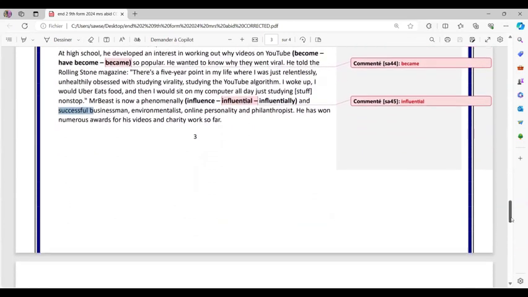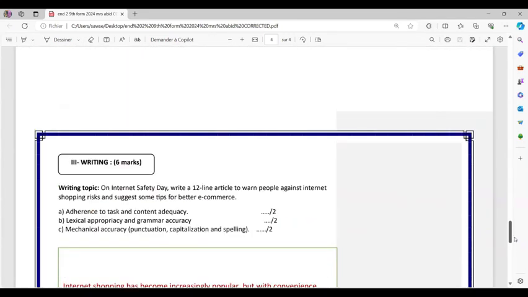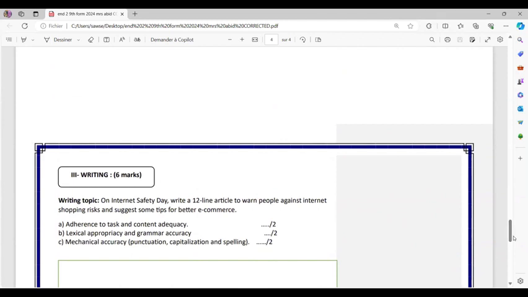That was quite evident. If I pass to the writing topic here: on Internet Safety Day, write a 12-line article to warn people against internet shopping risks and suggest some tips for better e-commerce. Here, I'm asked to do two parts. The first one is internet risks. I have to warn people, and that means be careful, be cautious, mind something. And number two, suggest some tips. Of course, I have to use should and ought to and the rest.